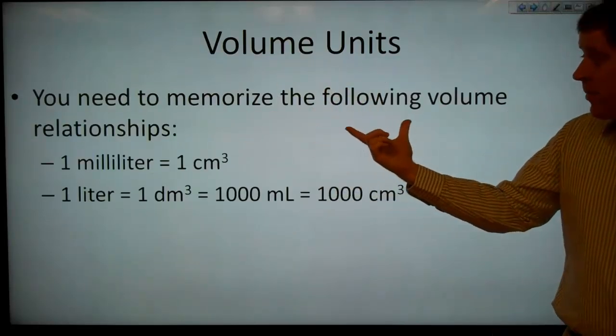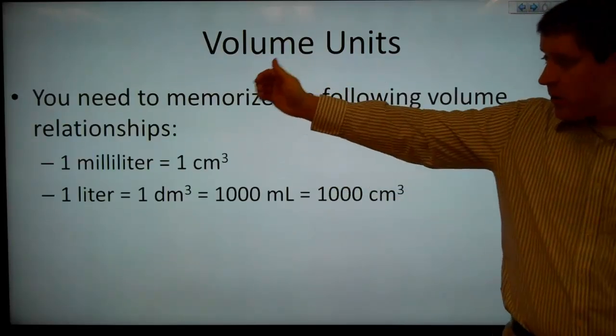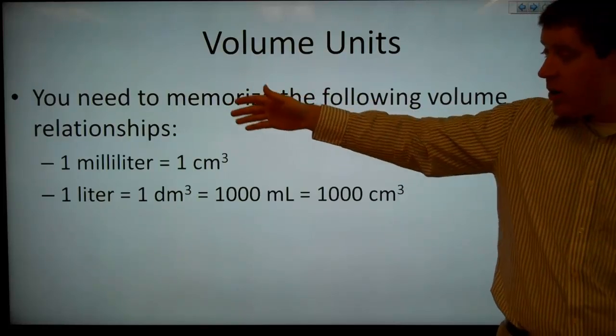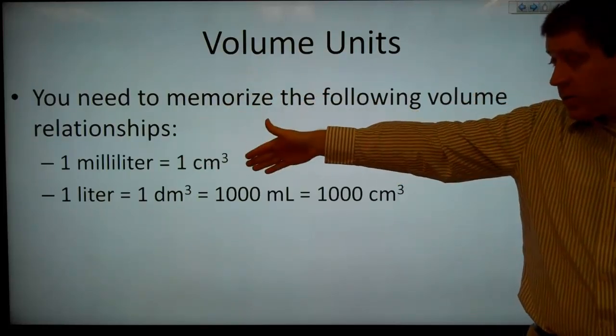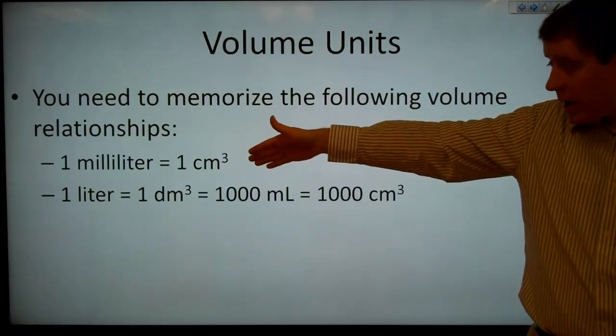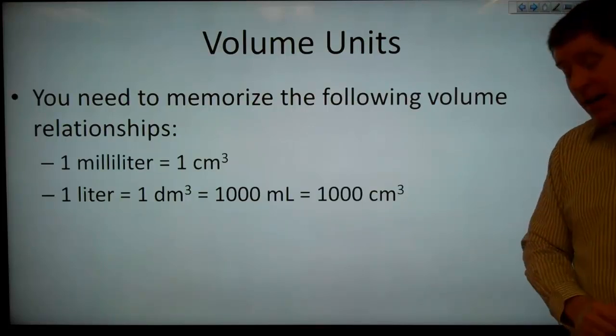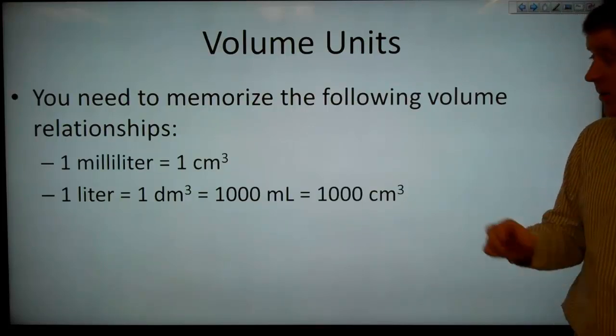So you need to memorize the following volume relationships: that 1 milliliter is equal to 1 cubic centimeter. You need to memorize that 1 liter is equal to 1 cubic decimeter, which is equal to 1,000 milliliters or 1,000 cubic centimeters.